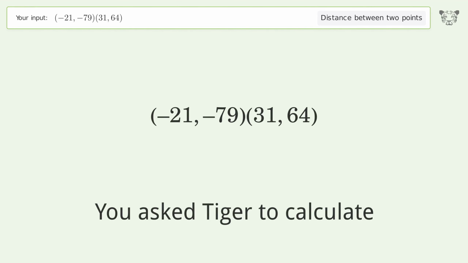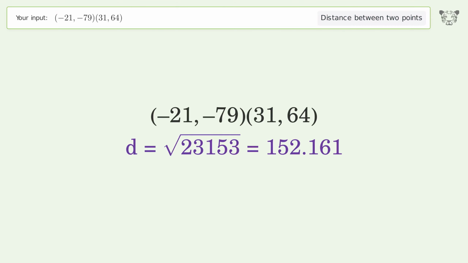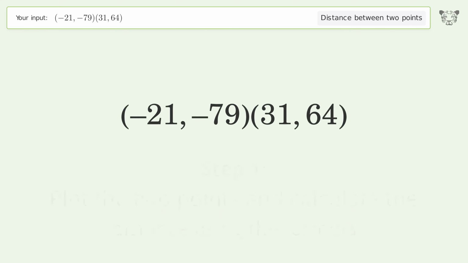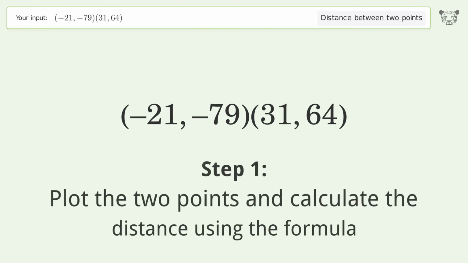You ask Tiger to calculate. This deals with the distance between 2 points. The distance between the 2 points is the square root of 23,153 or 152.161. Let's solve it step by step. Plot the 2 points and calculate the distance using the formula.